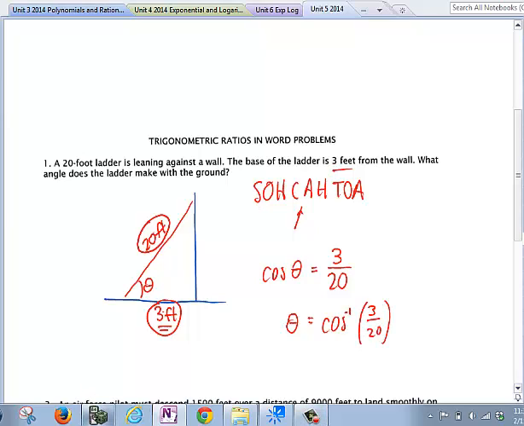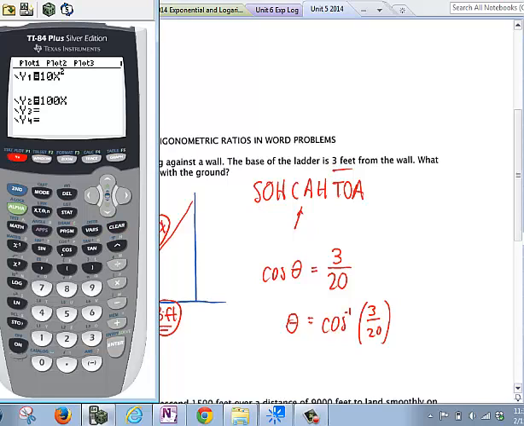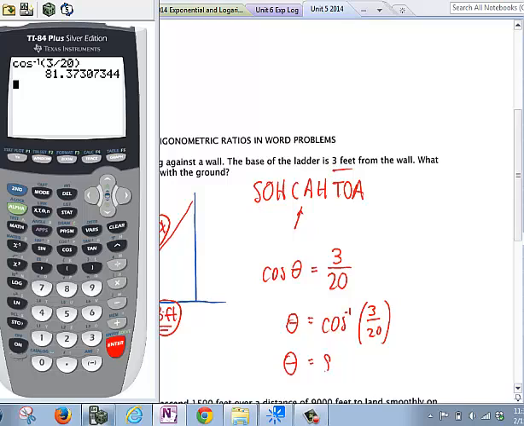And using your calculator, inverse cosine, oops, I'm on the wrong screen here. Let me just quit out of that. The inverse cosine of 3 divided by 20 should give me the answer, but make sure you put the information in right. 3 over 20, parenthesis, shows that the angle is 81 degrees. So be careful if you're going to walk on this ladder, because that's pretty steep.